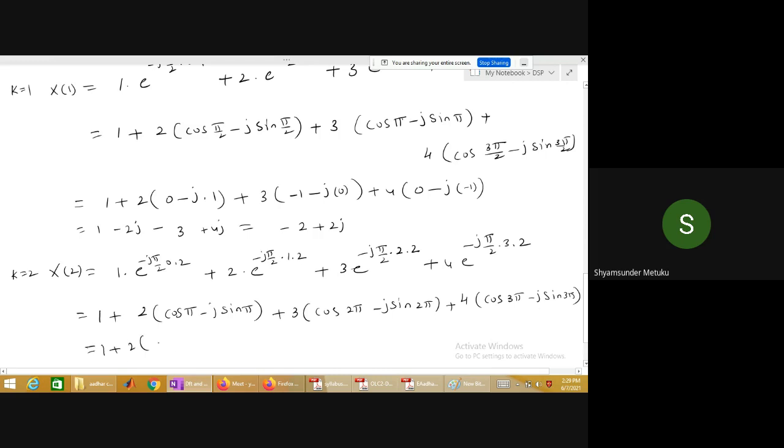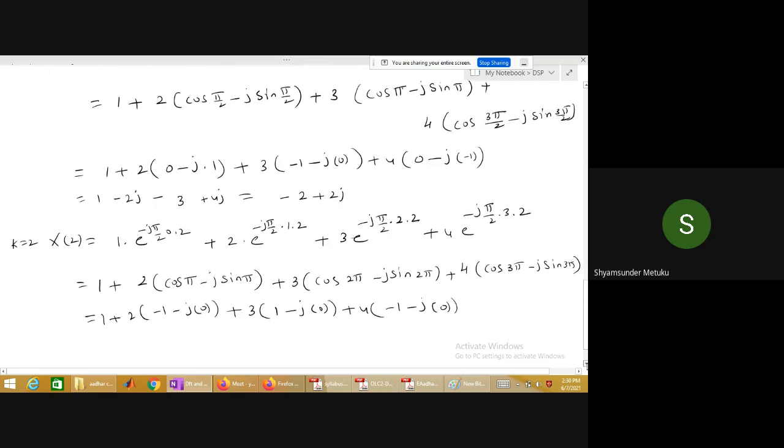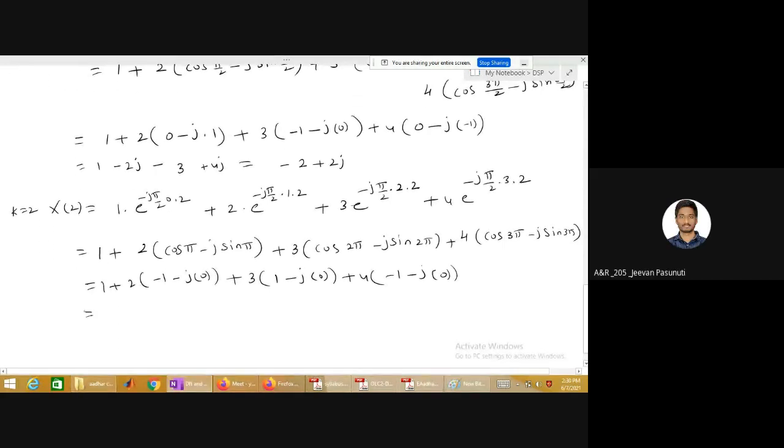1 plus 2 into cos pi, which is minus 1, by sin pi, which is 0. cos 2 pi is 1, sin 2 pi is 0. cos 3 pi is minus 1, sin 3 pi is 0. So what is the value now again? Minus 2. 1 minus 2 plus 3 minus 4. Yes or no? Yes, sir. Minus 6 plus 4 minus 2. So this is your X of 2.